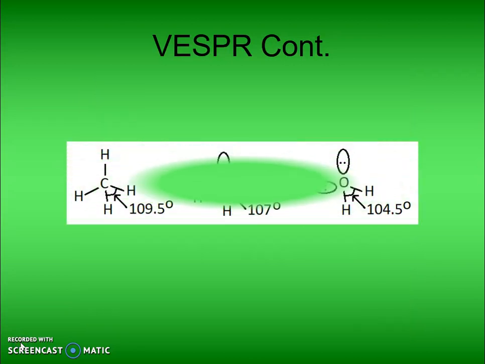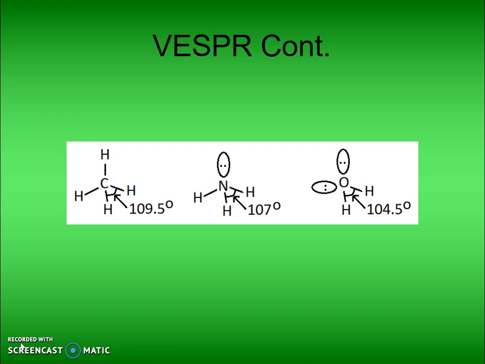These are the three different tetrahedral-based geometries we see here. We've got methane to the left, ammonia in the middle, and water to the right. In methane, where it's tetrahedral, we have four all-bonded pairs of electrons around that central atom, and they spread out to the best of their ability. The angle between those carbon-hydrogen bonds is 109.5 degrees.